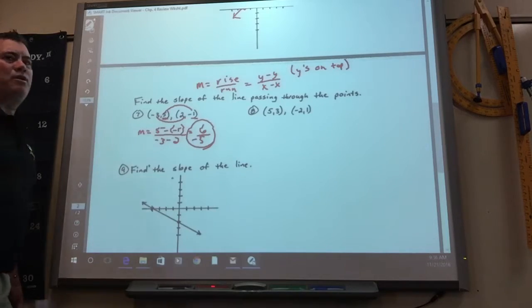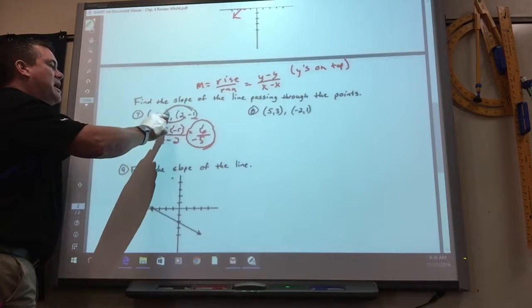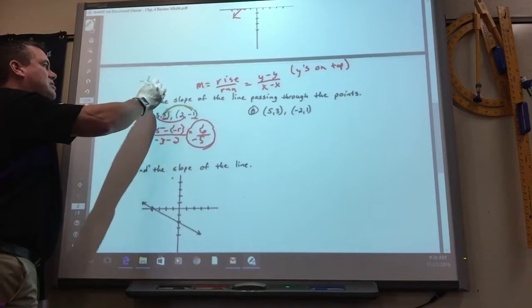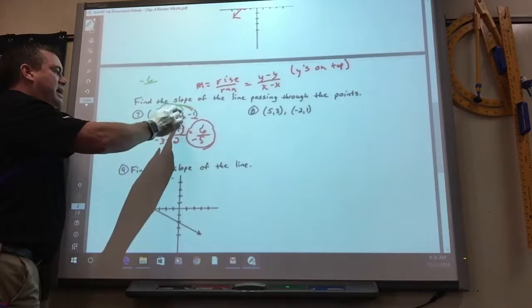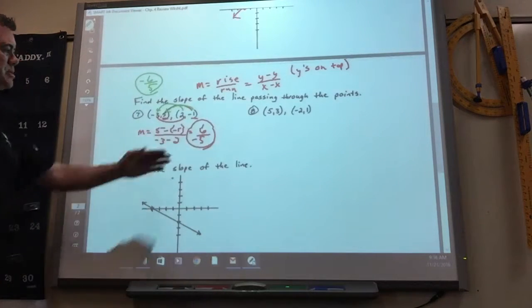So remember, it doesn't matter which way you subtract. If I would have done it backwards, this y minus that y, I would have got negative 6. And then this x minus that x, I would have got positive 5. You would have got the same fraction, it's just the negative on top instead of the bottom.